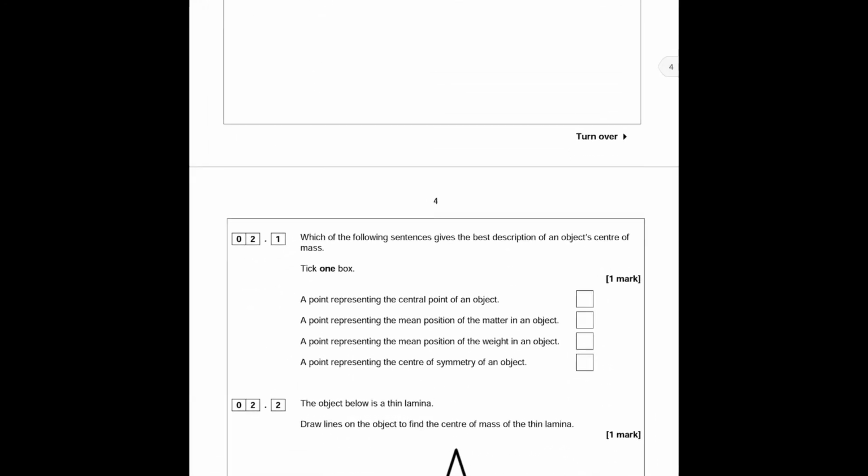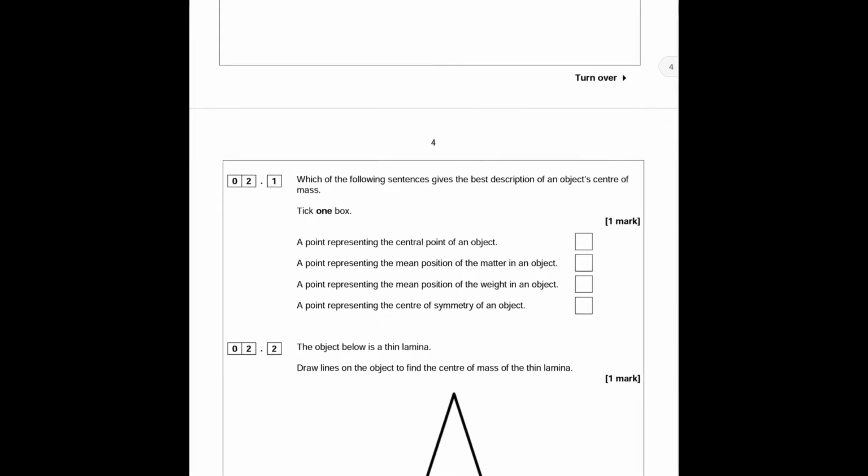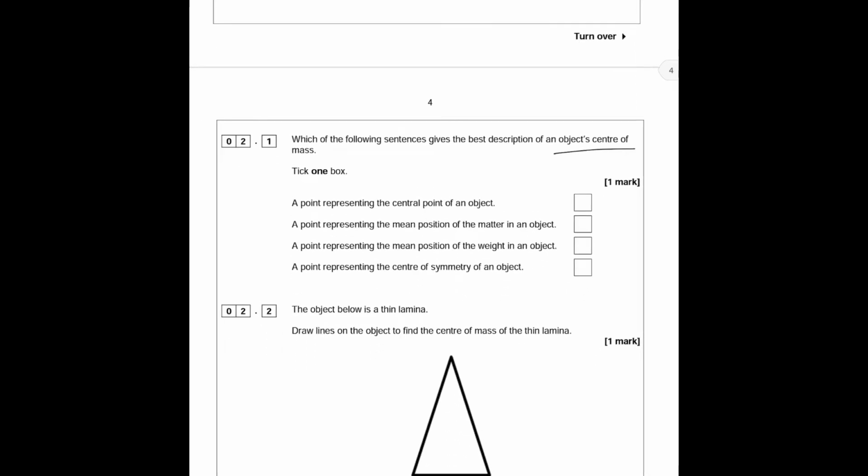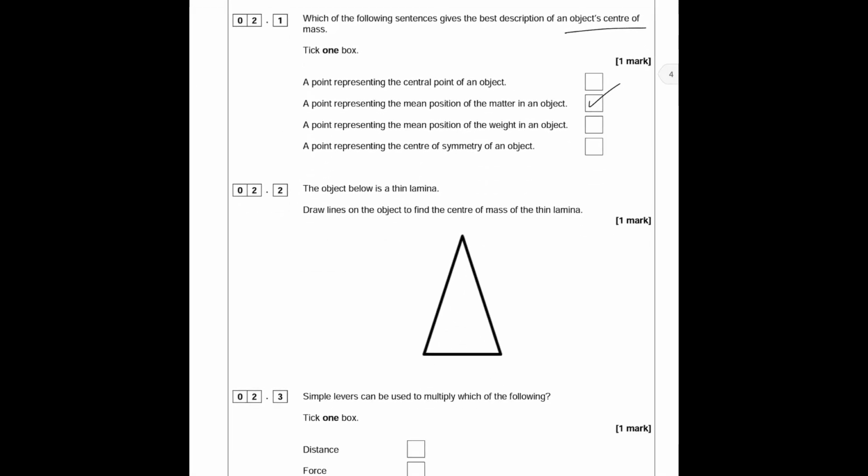Right, now which of the following sentences gives the best description of an object's center of mass? An object's center of mass is the point representing the mean position of matter in the object. The others all cross out because it's not the symmetry, it's not the weight, it's matter. It's the object's center of mass.